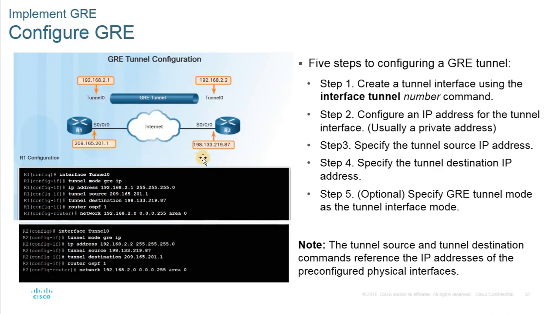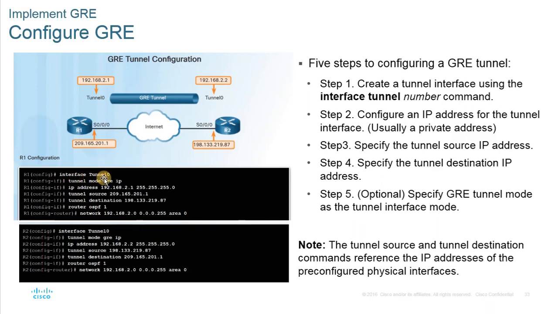For R2 we have the following mapping of IP addresses. Serial 0/0/0 has 198.133.219.87, and tunnel 0 facing R1 is 192.168.2.2. Let us have the following steps. Step 1, create a tunnel interface using the interface tunnel command, followed by the number. For R1, this is interface tunnel 0.